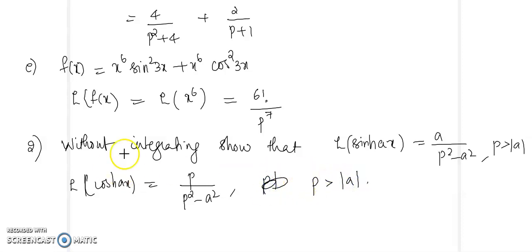So we know that these are hyperbolic functions. So sinh ax will be e raised to ax minus e raised to minus ax by 2. So let us start with L of sinh ax. That will be equal to L of e raised to ax minus e raised to minus ax by 2.